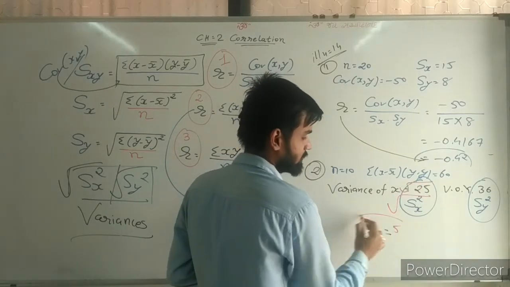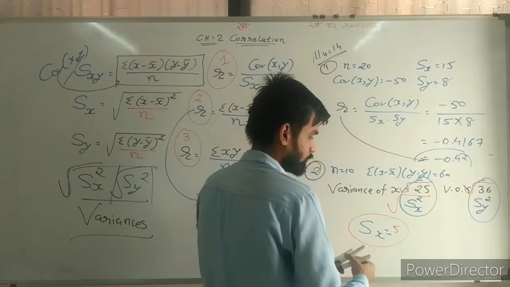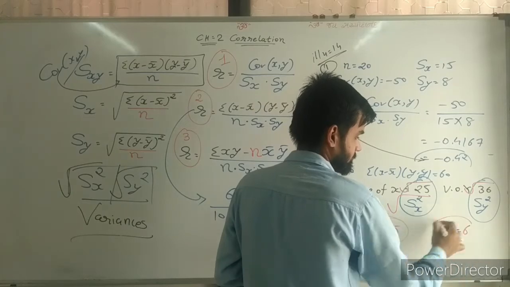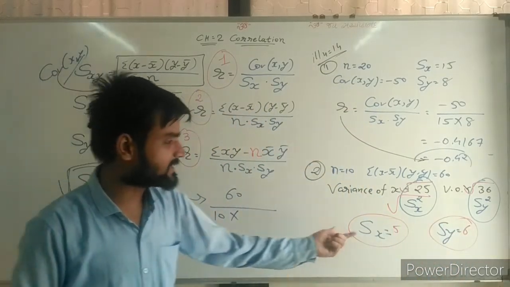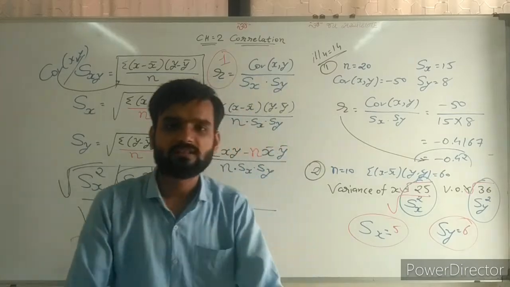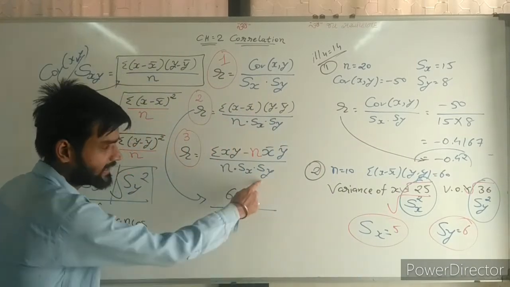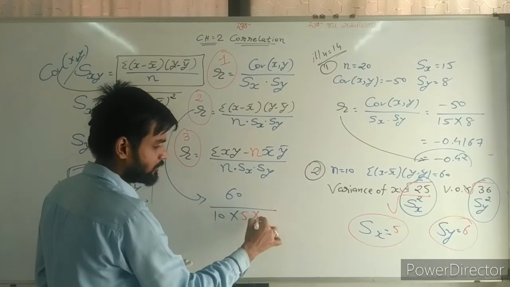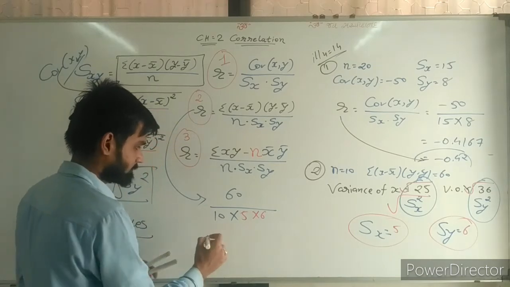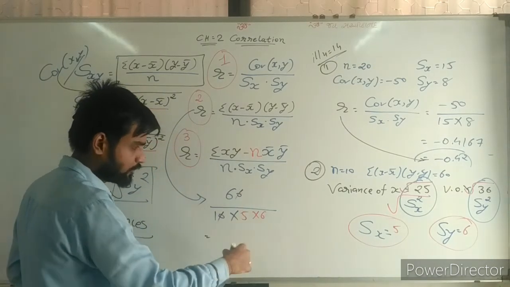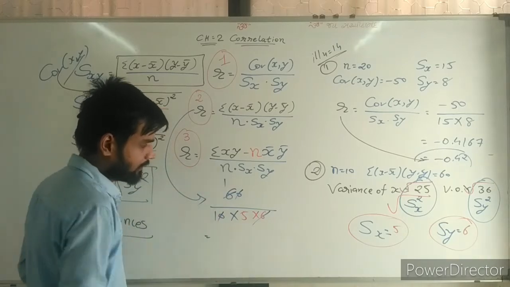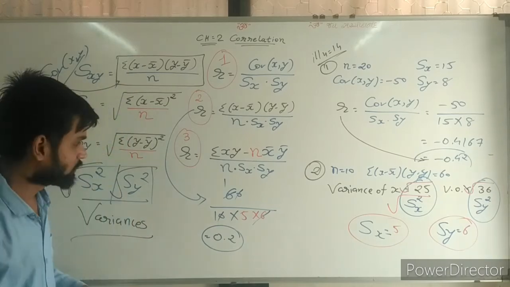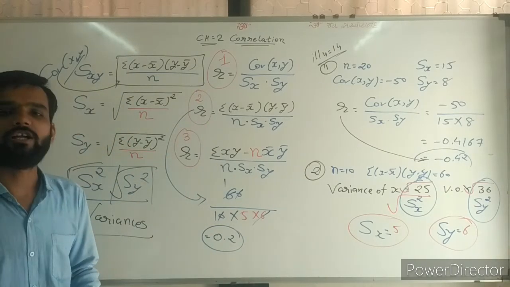So the root of 25 is 5. Simple. In the same way find the root of the other also, and we get sy as 6. So sx is equal to 5, sy is equal to 6, the simplest one. Now we can use sx and sy here because we cannot write the squares. So into 5 into 6. Now, sir, the zeros cancel. 6 ones are 6, 1 upon 5, 5 twos are 10, 0.2. Simple. So the value of r is 0.2.